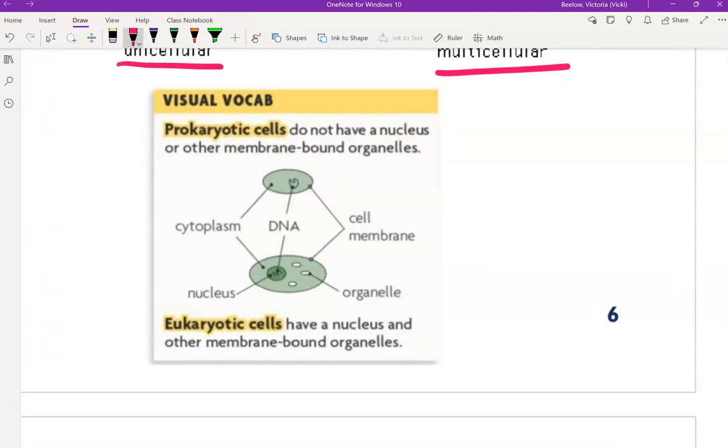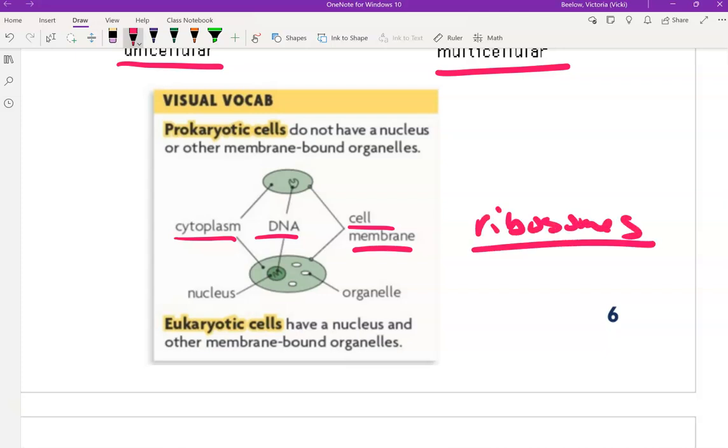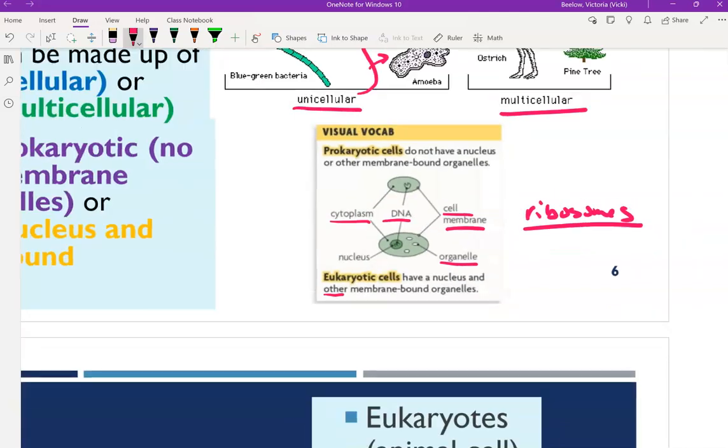So I zoom in here. Both cells have the cytoplasm, DNA, and the cell membrane. Both would also have ribosomes. I know it's not shown in the picture, but that's a type of organelle. It's just that eukaryotic cells have other different types of organelles that are membrane bound, versus prokaryotic cells, where the only organelle technically they have is ribosomes.